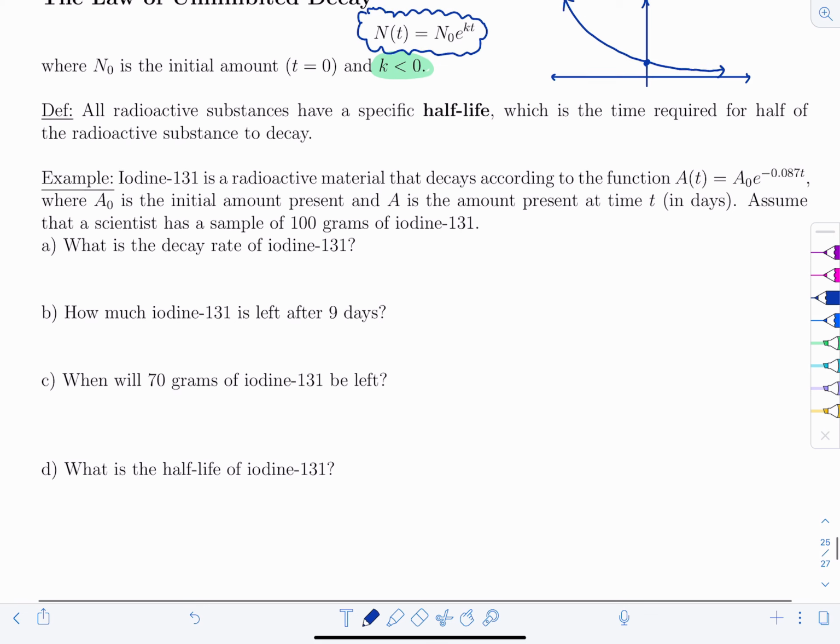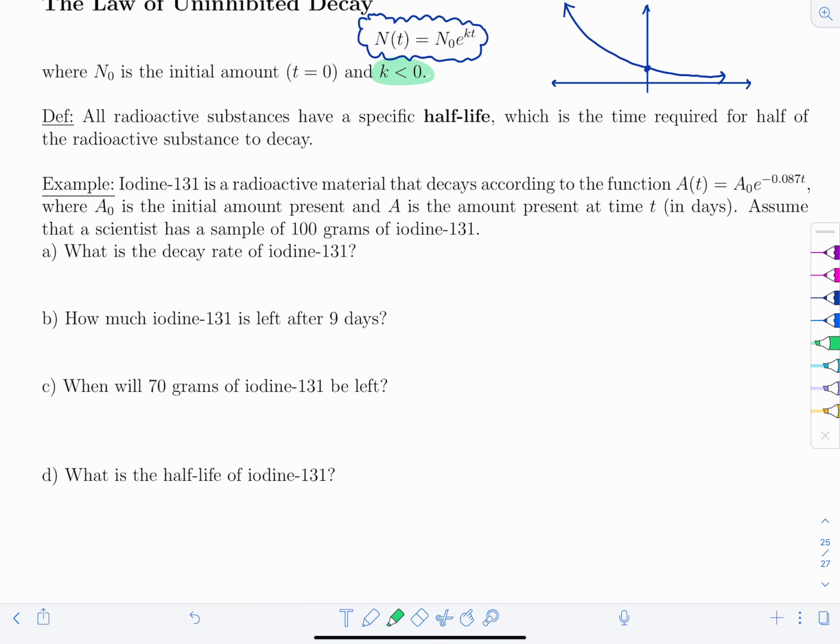So first example, we're starting off nice and breezy because they're giving us the equation. You should always do a little dance rejoicing when this happens. Iodine-131 is a radioactive material that decays according to the following function, where A naught is the initial amount present and A is the amount present at time t in days. Now assume that a scientist has a sample of 100 grams of iodine-131. So when they tell me that he has 100 grams to start off with, that's the A naught. Okay, so in this problem, they're using A's instead of N's. No big deal, guys.